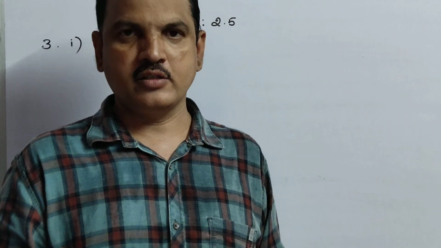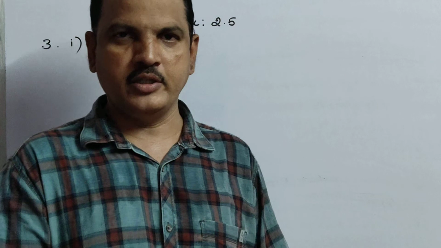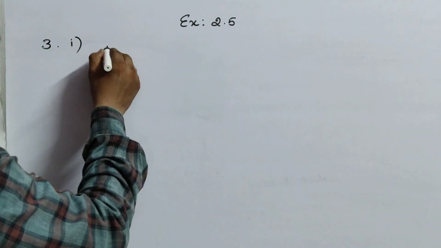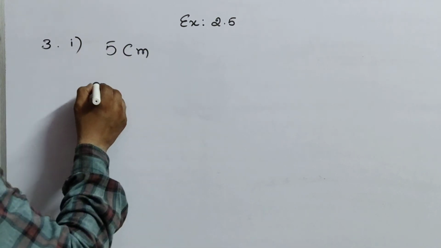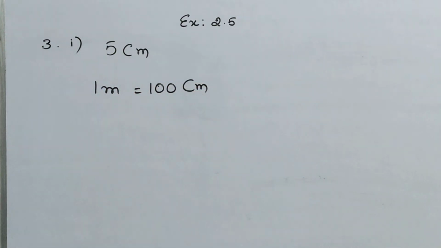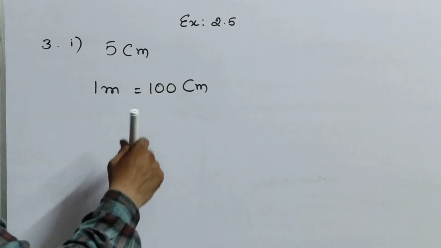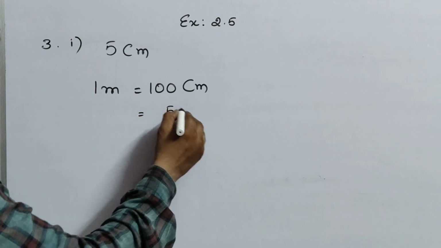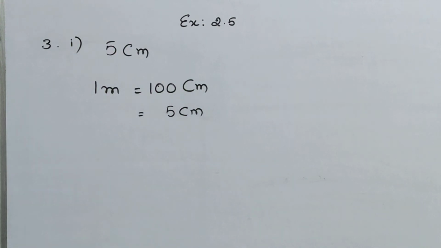Express 5 centimeters in meters and kilometers. That means he is asking two questions. He is asking to change centimeters into meters and then into kilometers. The question is 5 centimeters. The first thing is he asked to change it into meters. But you know, 1 meter equals 100 centimeters. 1 meter equals 100 centimeters. Now here 5 centimeters is there, no? But which side is 5 centimeters? Right side. Okay, so right here 5 centimeters. Now 5 centimeters we have to convert into meters.